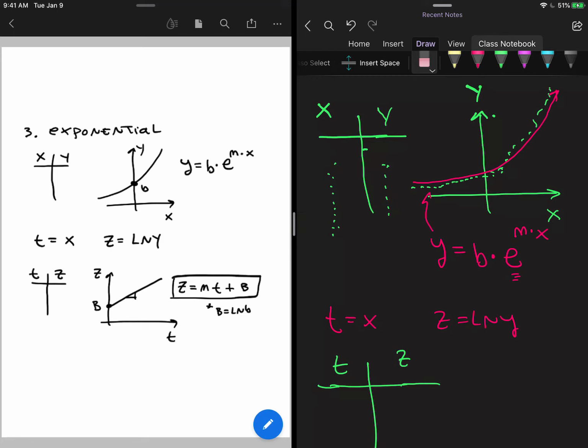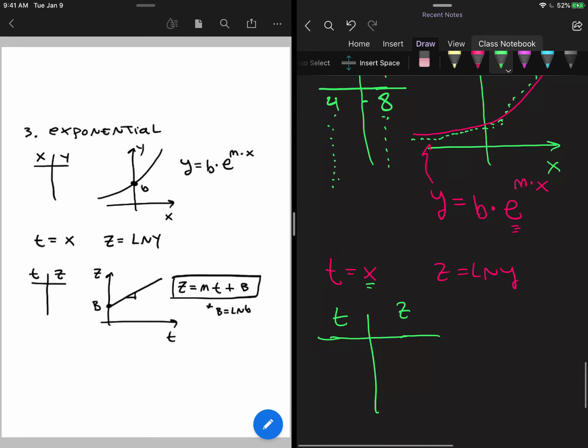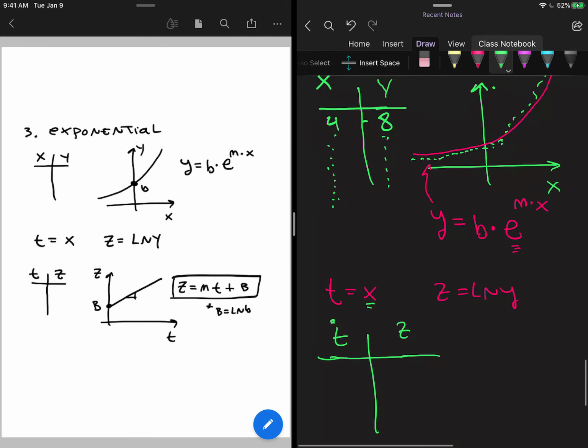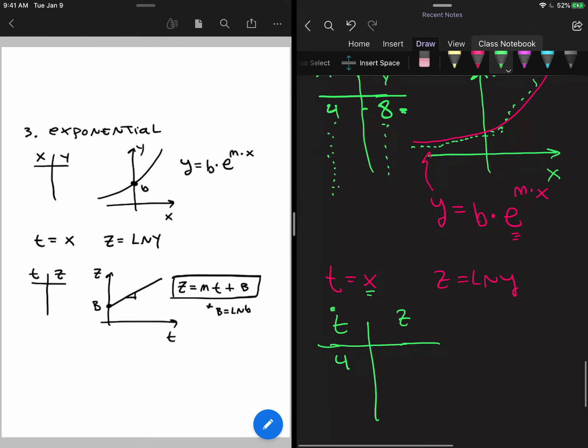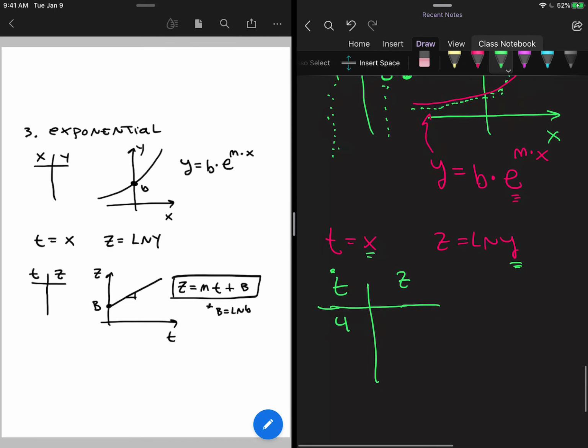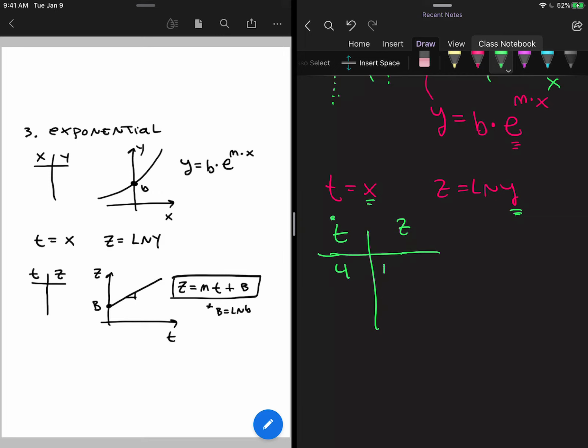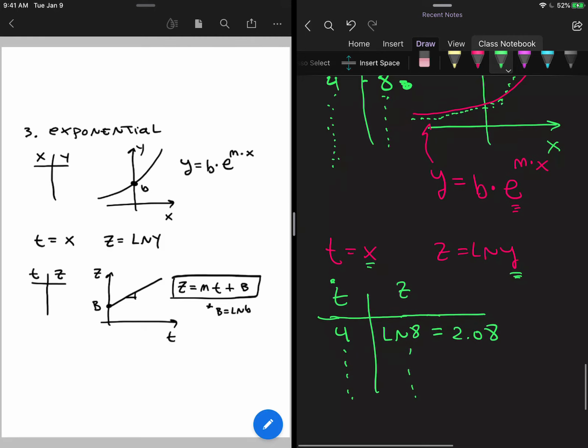So let's say, again, let's just take your independent and dependent variables. Let's say that your independent variable is a 4, and your dependent variable is an 8. So t is going to be the same as x. So this is going to be the same as this one. So this is just going to be 4. z, though, is going to be the natural log of y. So you'll take your y value, and you're going to take the natural log of that, and you'll put it here. So this should be the natural log of 8, or that should be about 2.08. And you'll do that for all of the rest of your numbers.